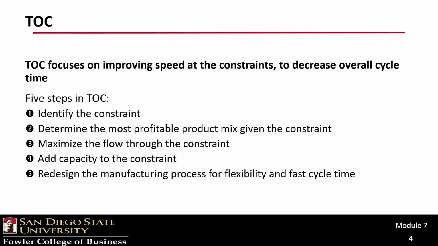There are five steps that you undertake in theory of constraints. The first is you identify the constraint, where is the constraint in the process. Number 2 is determine the most profitable product mix given the constraint. Number 3 is maximize the flow through the constraint, so get as much out of it as you can. Number 4 is add capacity to the constraint. So as need be, maybe hire more, get more machines, get faster machines, whatever it might be. And number 5, redesign the manufacturing process for flexibility and fast cycle times.